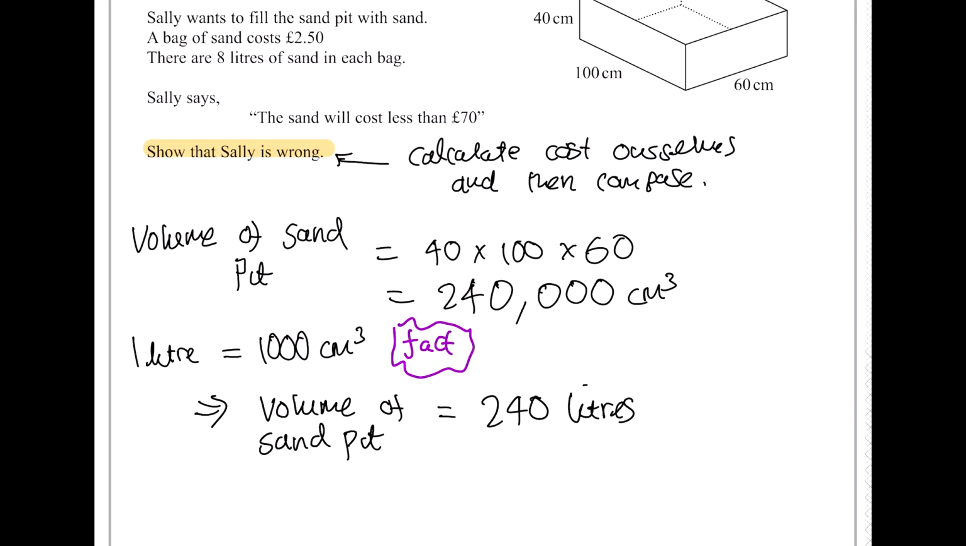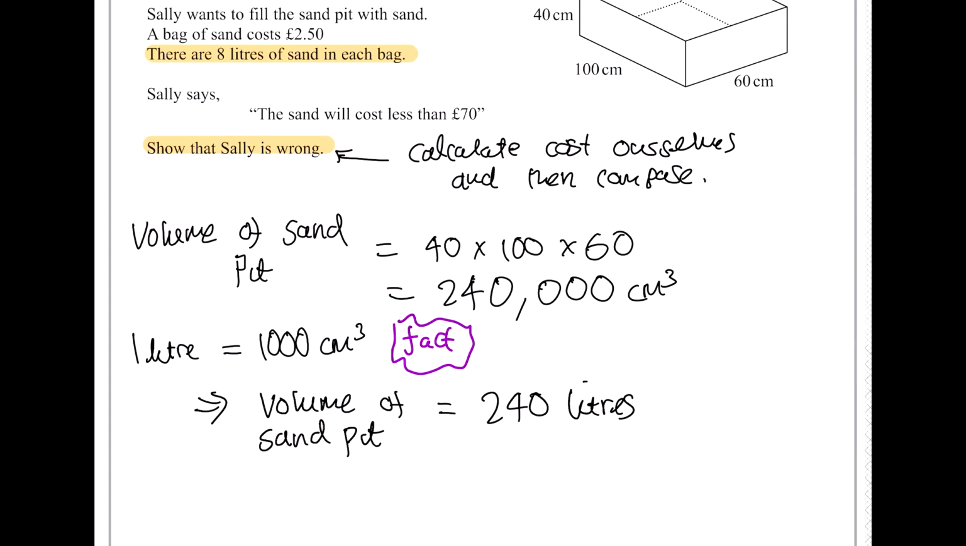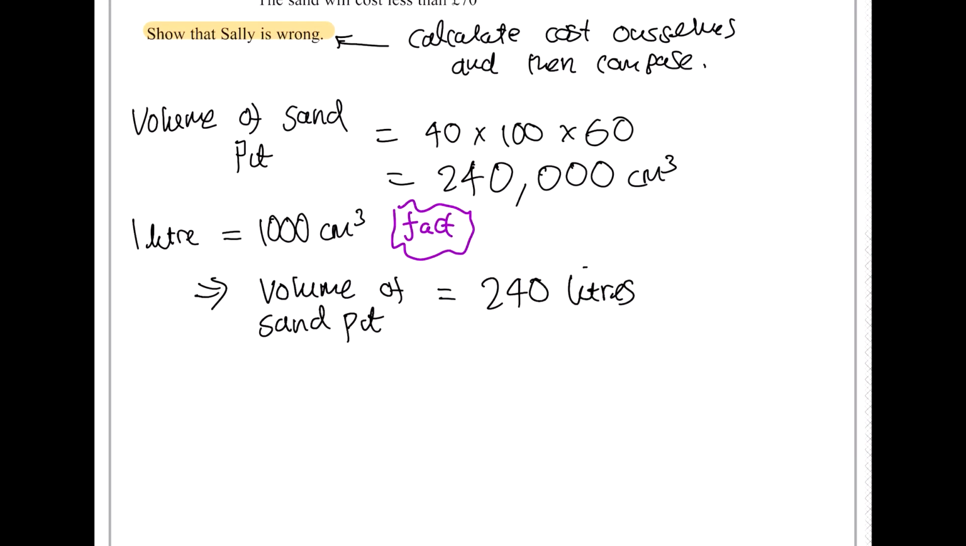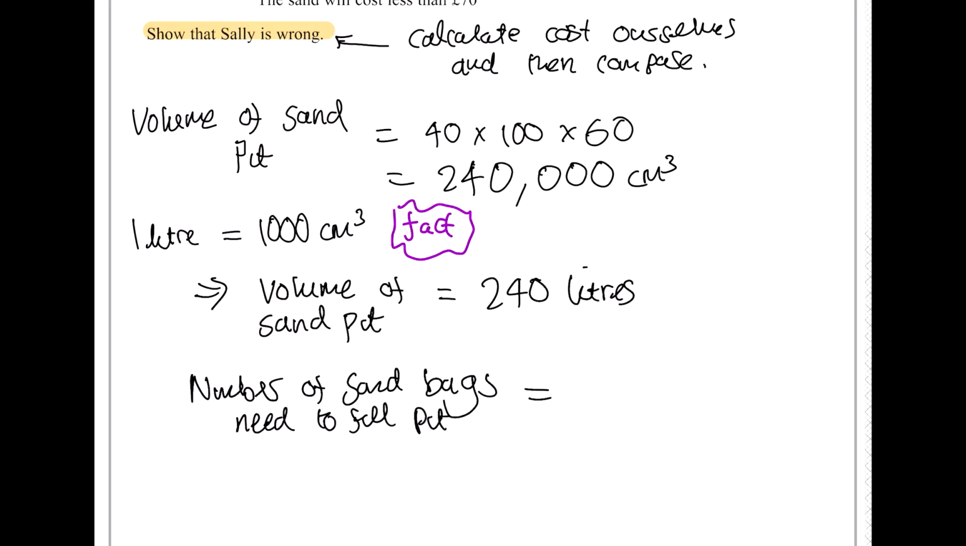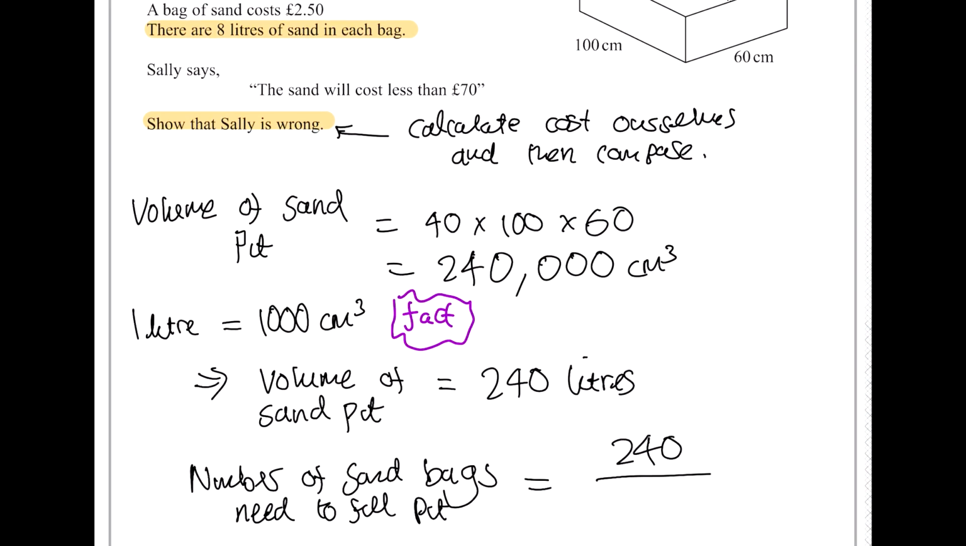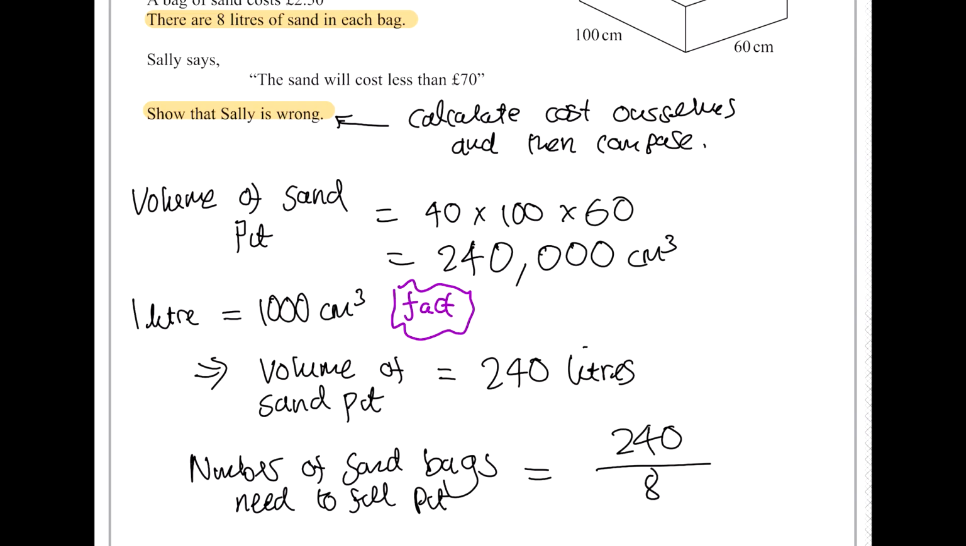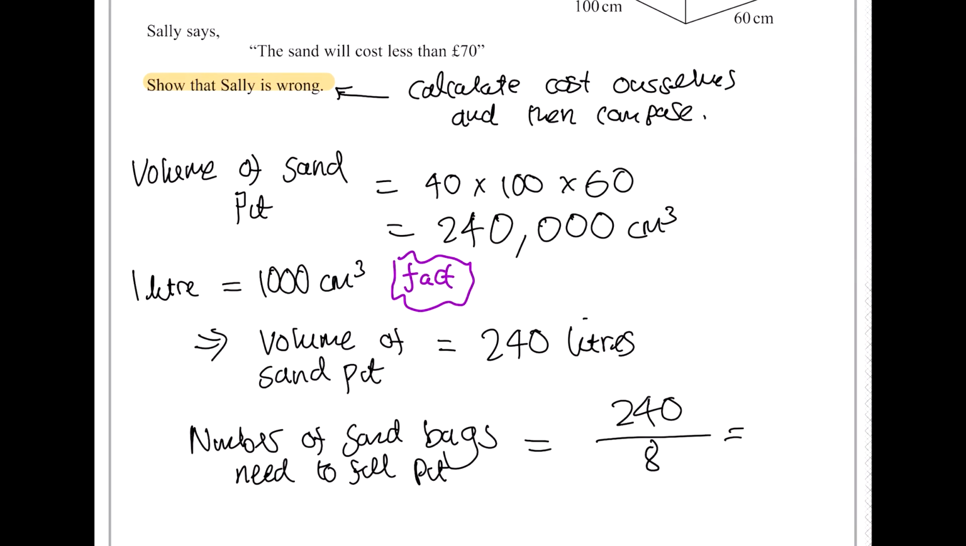And the reason we converted it into liters is here it says that there are 8 liters in each sandbag. So if there's 8 liters in each sandbag, we can figure out the number of sandbags. So the number of sandbags needed to fill the pit is equal to the volume of the pit, which is 240, divided by the quote-unquote volume of each sandbag, which is 8. And that goes in 30 times. So we need 30 bags.